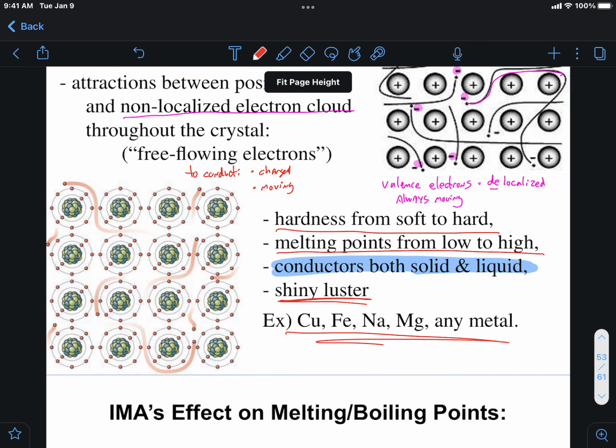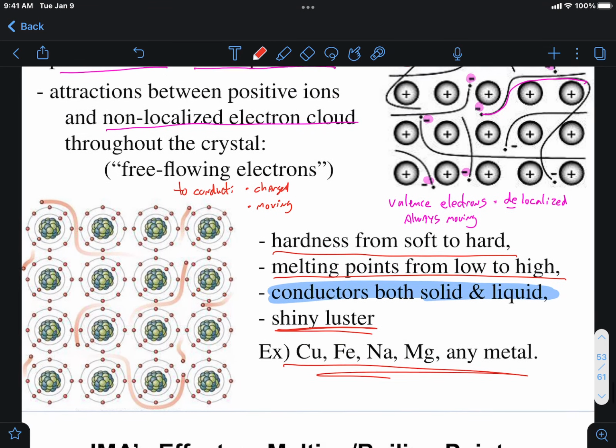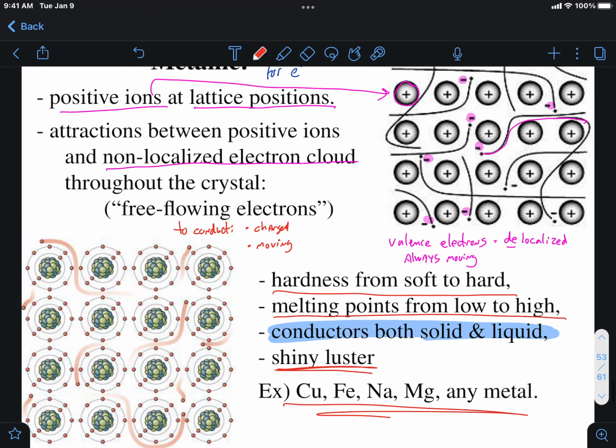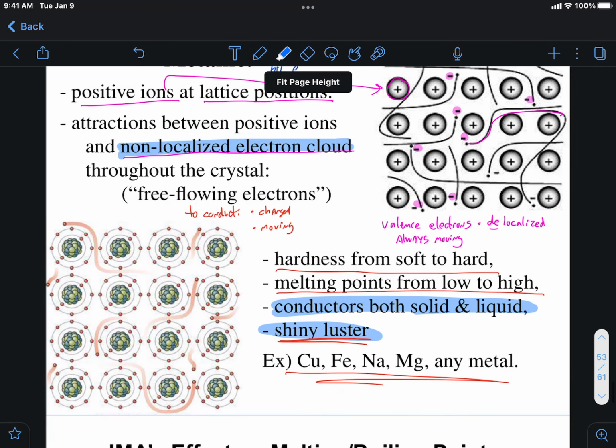All right, anyways, the primary characteristic about metals: non-localized electrons, how well they conduct, and that they're shiny. Right? Because we can't say they're really hard because they're not all really hard. We can't say they have high melting points because they don't all have high melting points. But we do know that they always conduct and that they are shiny. All right. And with that, we're going to stop this here.